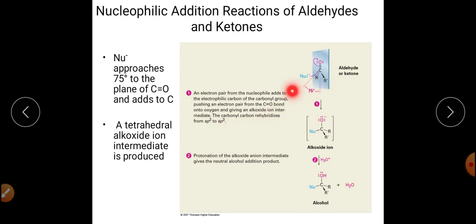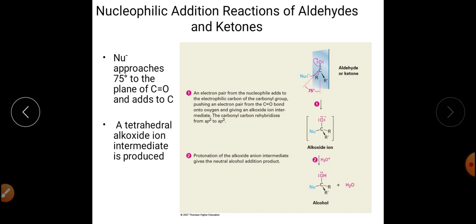So this is the mechanism by which a nucleophile attacks the carbonyl carbon and forms the alkoxide ion. It is the intermediate, and then this alkoxide ion gets protonated by reacting with a water molecule in the presence of acid, and then gives rise to the addition product, that is, the alcohol. Similarly, different other products can also be synthesized depending upon the type of nucleophile we have taken and the conditions of the reaction.